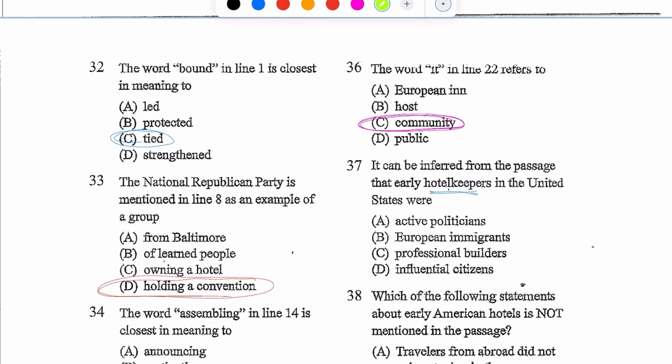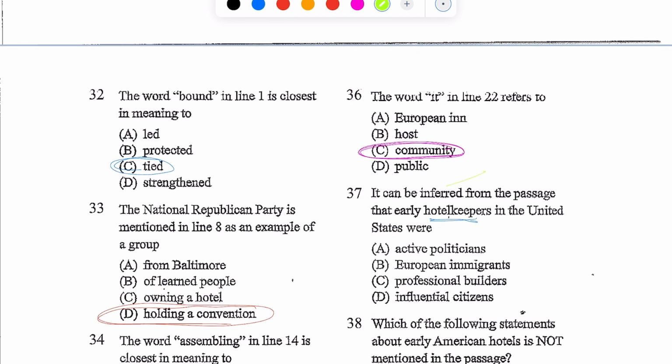Next, for 37, it can be inferred from the passage that early hotel keepers in the United States were. So again, here, when you have an inference, that means you're making an educated guess. So look at the info from the text and then proceed to make an educated guess about what the author is implying or is trying to say between the lines. So these early hotel keepers weren't politicians. Okay, nothing to say that they were trying to be president or anything. Also, they weren't professional builders, so we don't have any instance of that, or influential citizens, because they were not influential citizens yet.